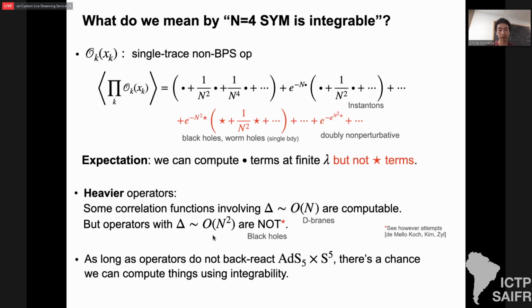A short summary is that as long as operators do not backreact on the AdS5 times S5 geometry, there is a chance that we can compute things using integrability.